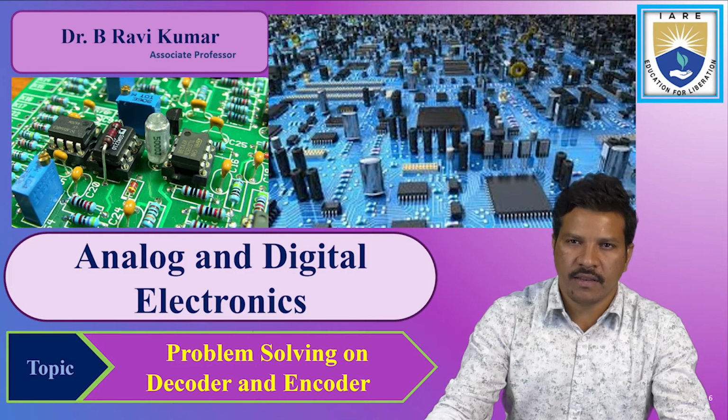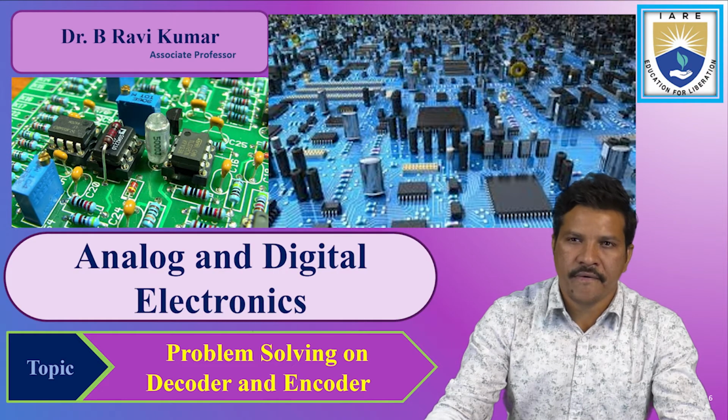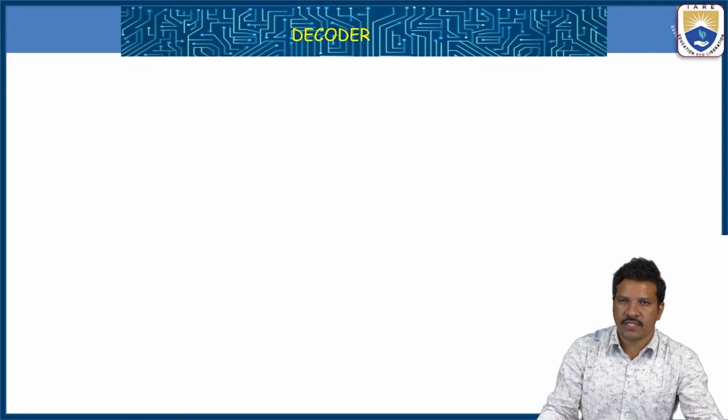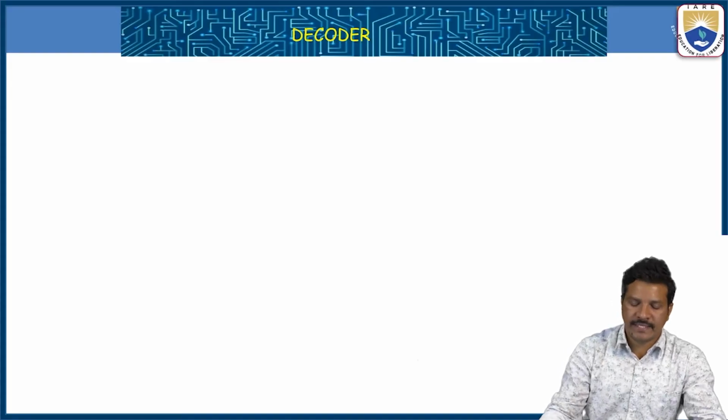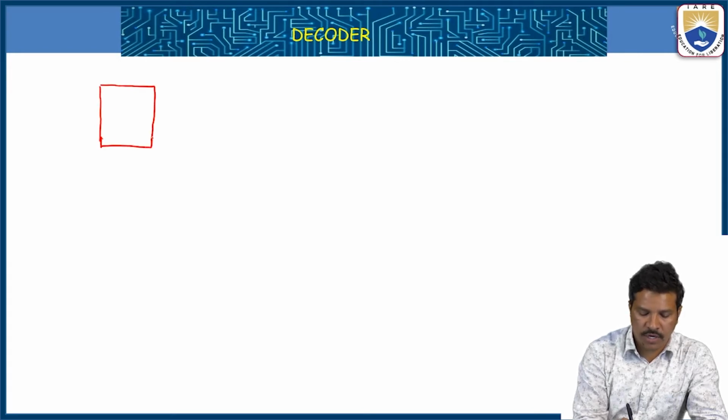Today I'm going to explain the problems regarding decoders and encoders, which are there in Module 3, Module 4. In this decoder and encoder, we know the operation of the basic decoder. The simplest decoder which we use is the 2 to 4 decoder. This 2 to 4 decoder has 2 inputs and 4 outputs.